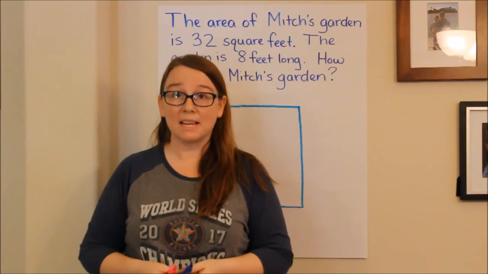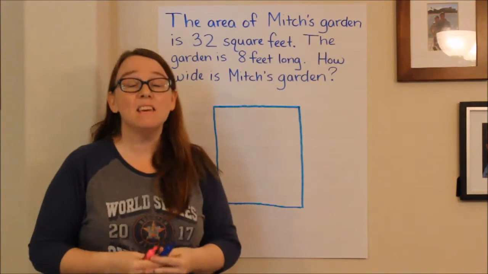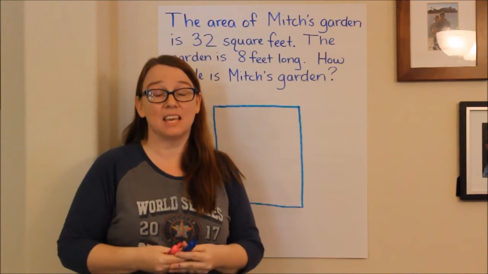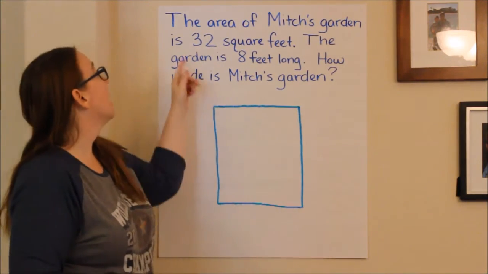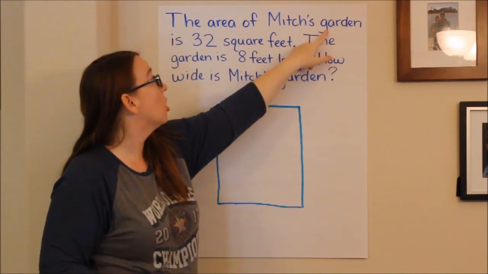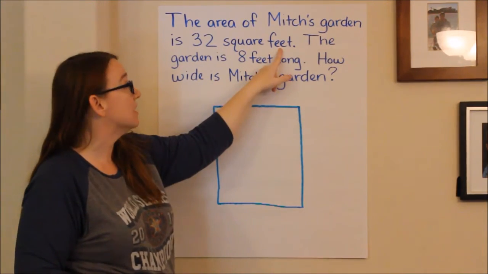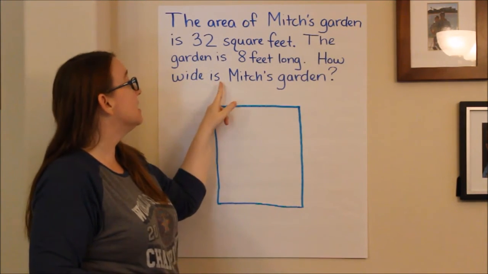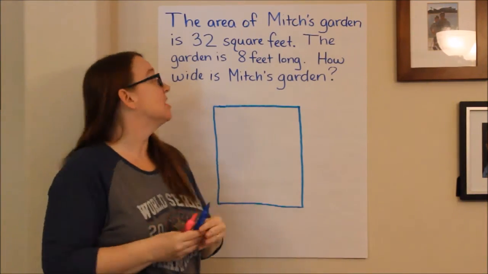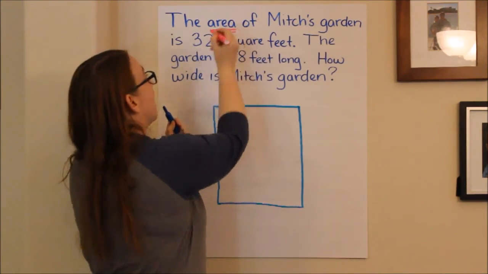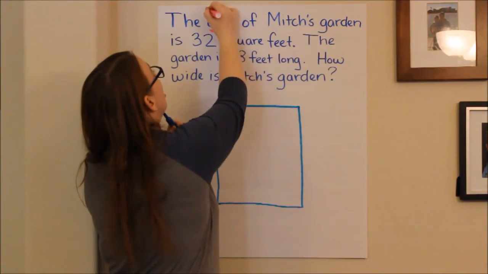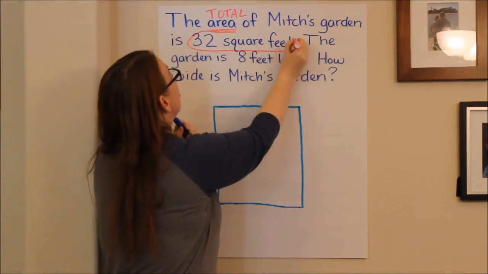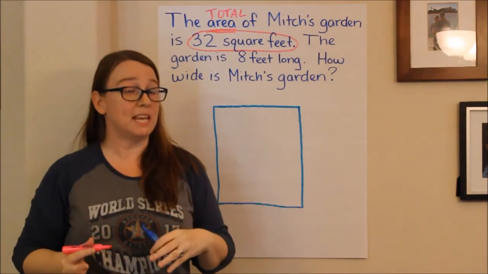Another kind of problem you might see is one like this, where they give you the area and you have to figure out how long one of the sides is in the rectangle. So let's look at this one. The area of Mitch's garden is 32 square feet. The garden is 8 feet long. How wide is Mitch's garden? So in this instance, we know that the area, and again, our area is our total, is 32 square feet. So we already know what our total is.